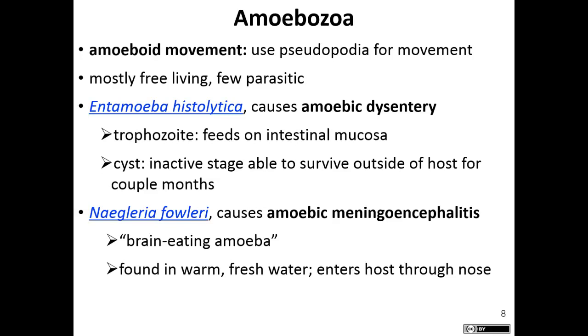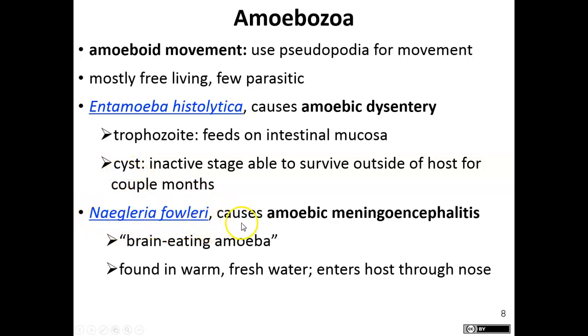The trophozoite stage feeds on the intestinal mucosa of an individual. The cyst stage is inactive. It doesn't cause any problems, but it can survive outside of a host for months. So this is kind of like an endospore, except not as strong, because endospores can last for years.